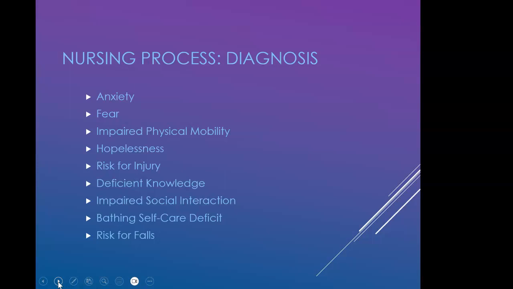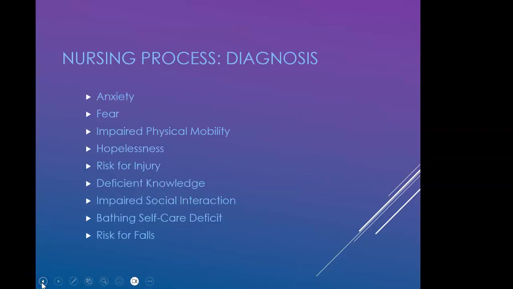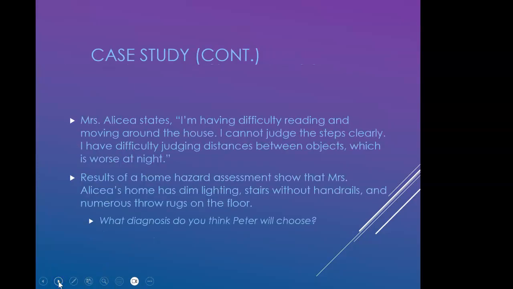So Miss Alicia's diagnosis ended up being risk for injury. Miss Alicia states, I'm having difficulty reading and moving around the house. I cannot judge the steps clearly. I have difficulty judging distances between objects, which is worse at night. You see how she's at risk for injury. You see, you guys, how you pick that risk for injury right off of this slide. Okay. And that was related to her vision being impaired, right?